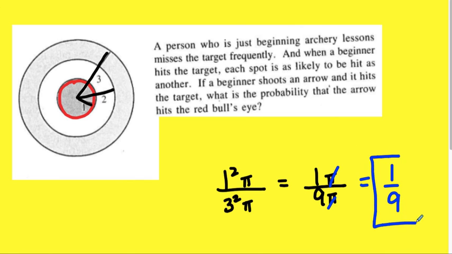All right, guys, so that's just a basic introduction to the two differences and the two techniques you're going to need to do geometric probability.